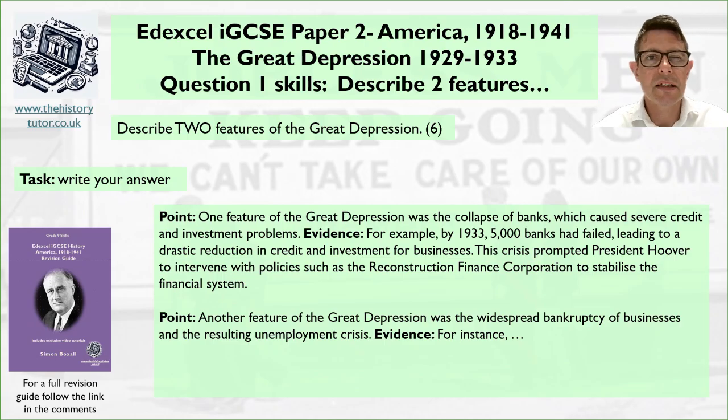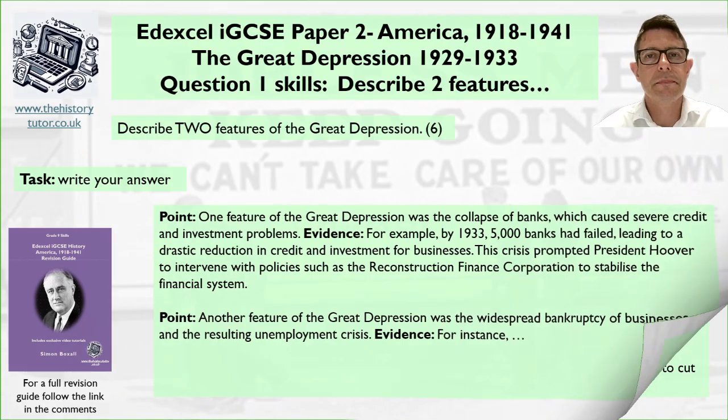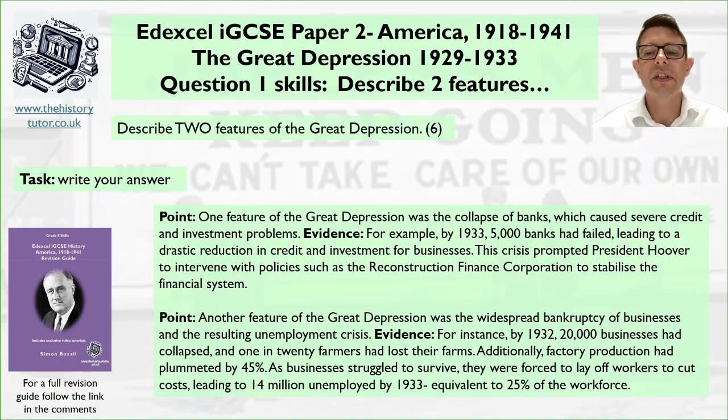Okay, so how are we going to back that up? Think again, a couple of sentences of knowledge to back that up. We've got lots of facts in our plan, lots in the revision guide. Pause me now and write a nice set of information to back this up. Okay, so I've said, for instance, by 1932, 20,000 businesses had collapsed and 1 in 20 farmers had lost their farms. Additionally, factory production had plummeted by 45%. As businesses struggled to survive, they were forced to lay off their workers to cut costs, leading to 14 million people unemployed by 1933, equivalent to 25% of the workforce. So, big problems there.